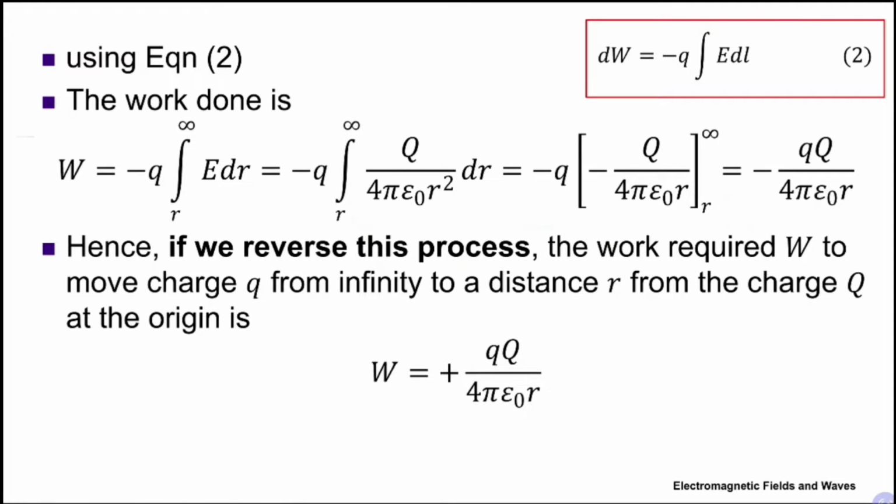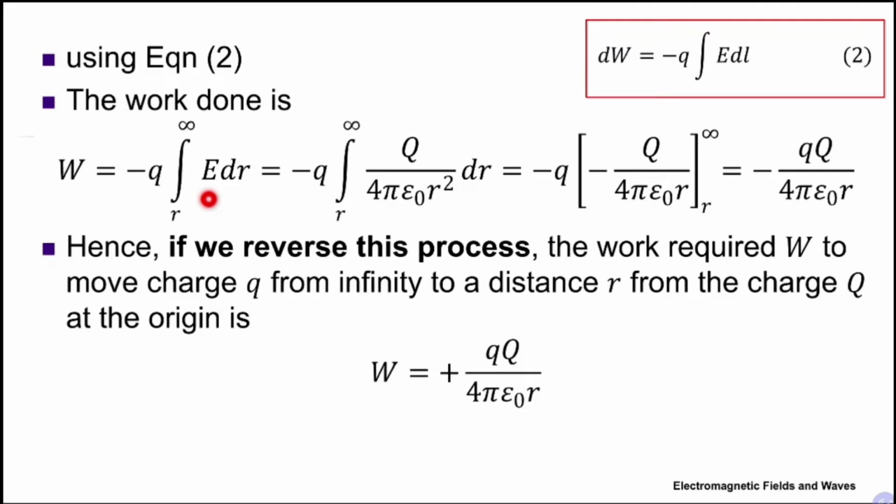So our work done, dW, equals minus q integral of E dl. Because we move our charge along the electric field, it is just the multiplication of the two magnitudes rather than a dot product of two vectors. We're going to move from r to infinity. So our work done, W, will be equal to minus q integral from r to infinity of E dr, in this case because it's in the radial direction.